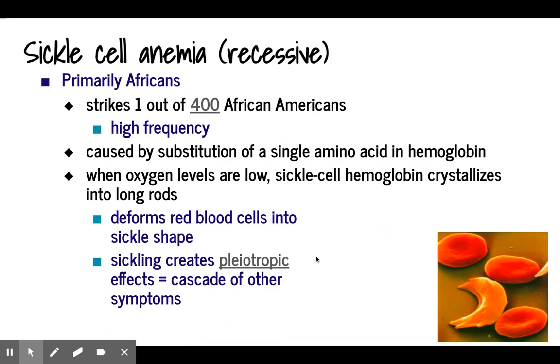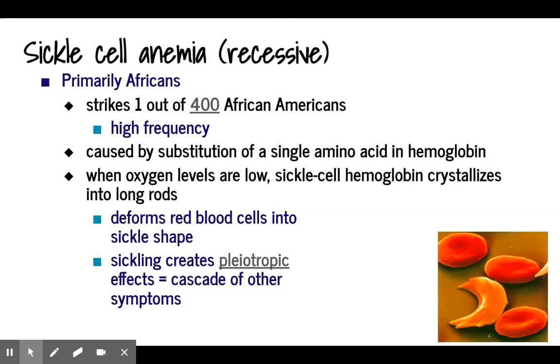All right, this is one that you really have to know. So please make sure that you know everything about sickle cell anemia. Sickle cell anemia is a recessive disorder. It's found primarily in Africans and it strikes about 1 out of 400 African Americans. It's a high frequency. It's caused by a substitution of a single amino acid found in the hemoglobin. So one letter change causes the cells to sickle in shape.